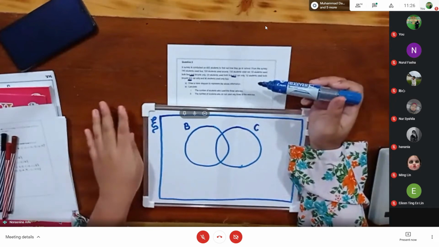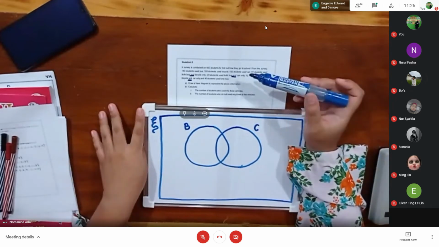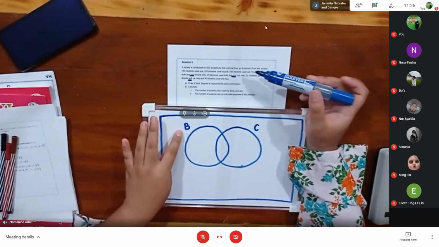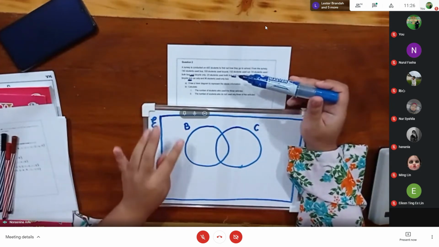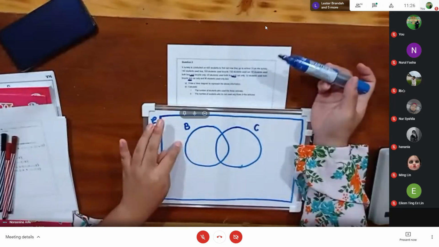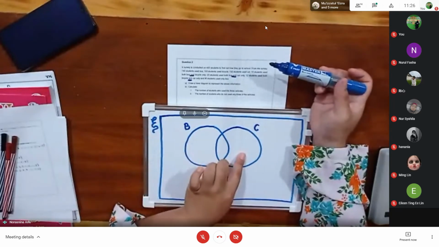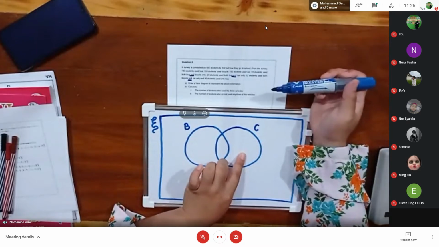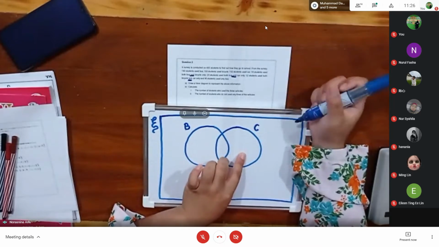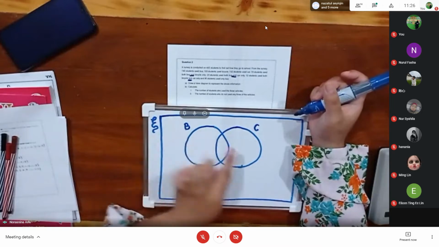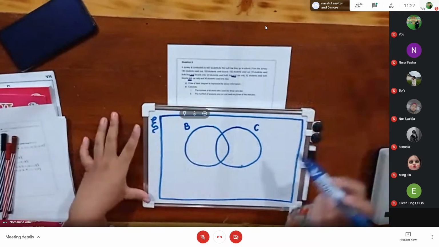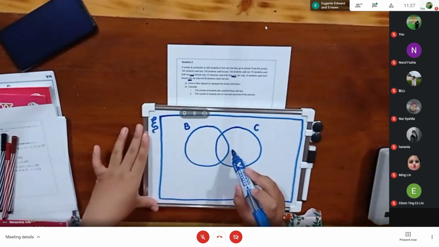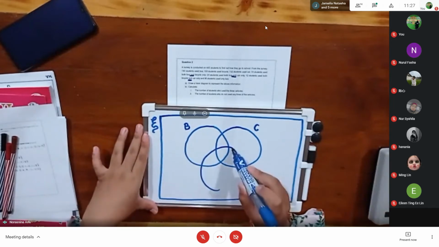Now I want to draw for car too. For the car, is there intersection between bus and car? Okay, there is intersection between bus and car, which is 20 students. And let's check, is there any intersection between bicycle and car? Also yes, there is intersection between bicycle and car too. So I will draw the set D like this.